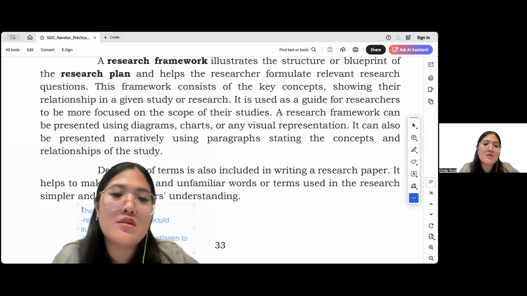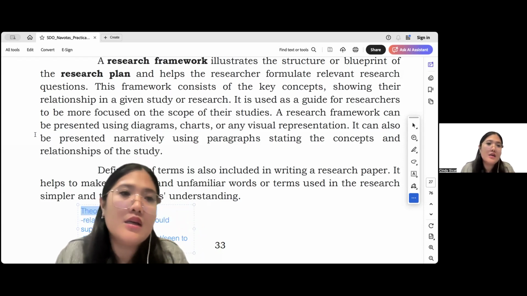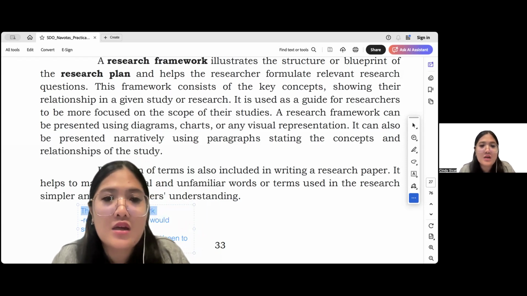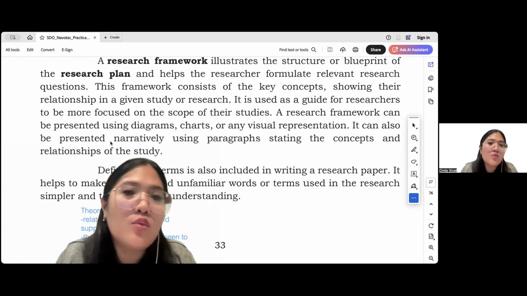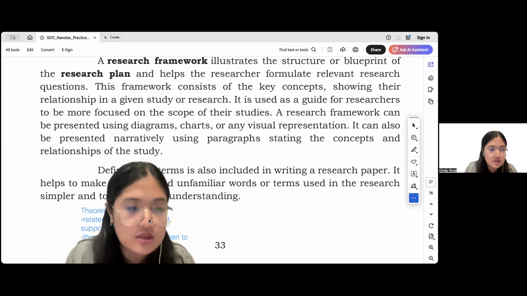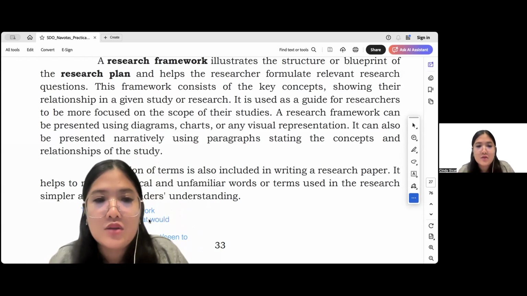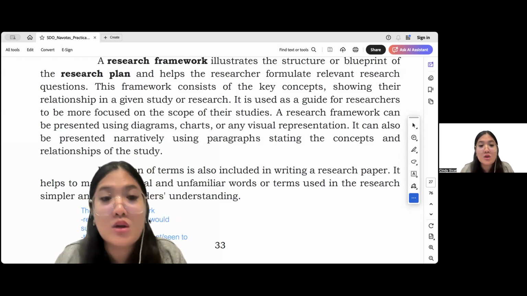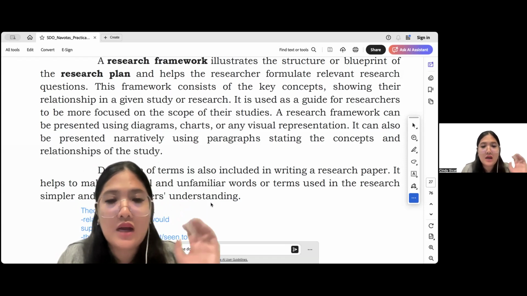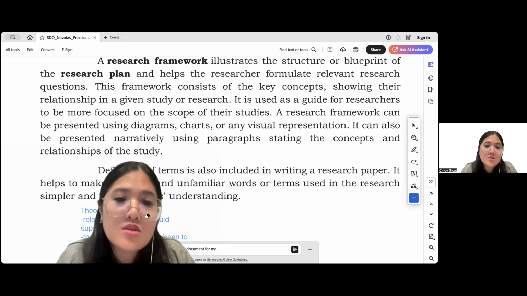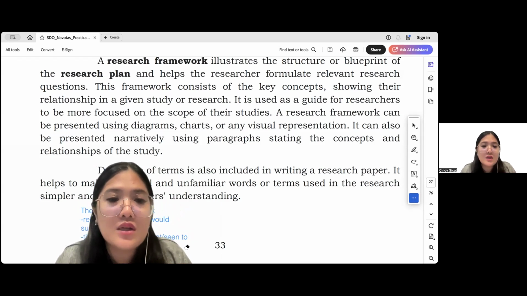So at times, this is also done separately. But again, we have to check with your institution as to what they prefer, if they prefer only the conceptual or if they prefer to have the theoretical instead or both, right? But at least you would have an idea that when it comes to theoretical framework, you consider the related theory.